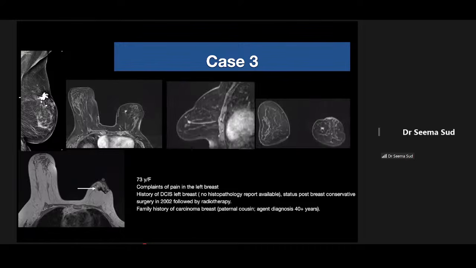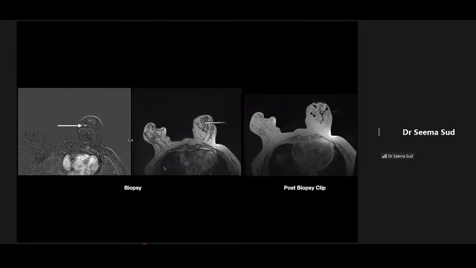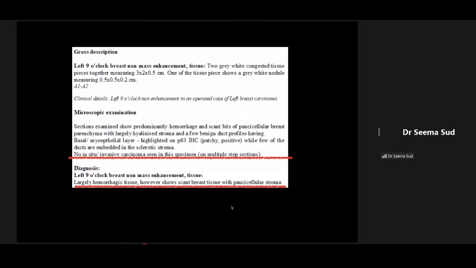And when we did her MR, we found this area of non-mass enhancement in the same site which she was operated. On a second look ultrasound, this was not seen, so we had to go in for an MR guided biopsy. So when we did the compression, we could see this area of non-mass enhancement. We did go in, but I think we were not adequately there because even the post biopsy clip was a little displaced. And when we got the final report, it said there was largely hemorrhagic tissue and very scanty or paucicellular stroma, and they were not able to give us an opinion.